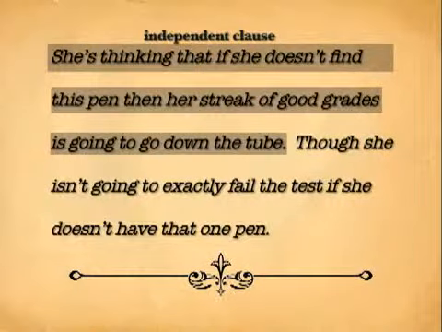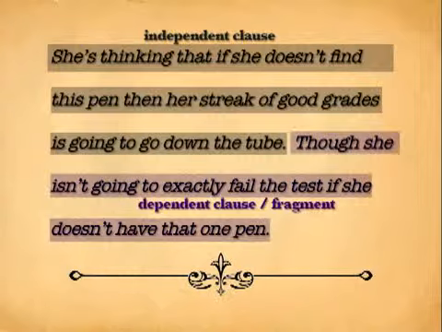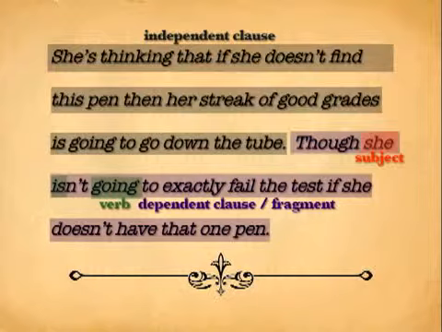So let's take a look at an example from a student paper. She's thinking that if she doesn't find this pen, then her streak of good grades is going to go down the tube, though she isn't going to exactly fail the test if she doesn't have that one pen. In this case, notice we have a subject, she, and a verb, going. And the problem we run into with this sentence is the word though.